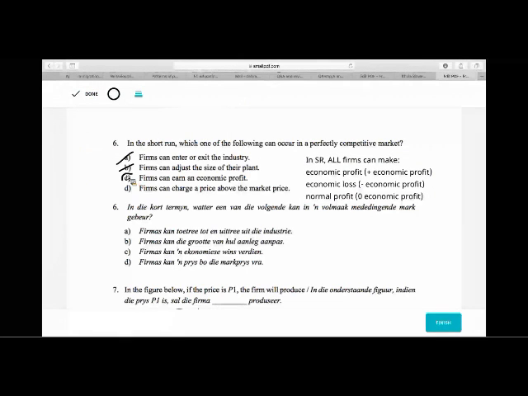D, firms can charge a price above the market price. That isn't true because in perfect competition, firms are price takers. So firms take the market price as a given.